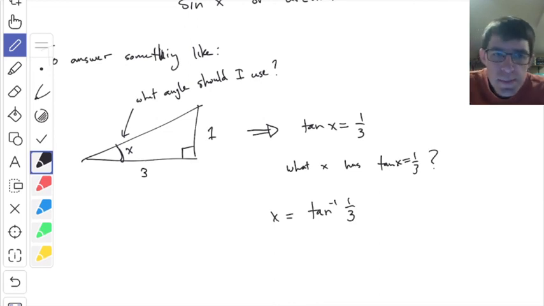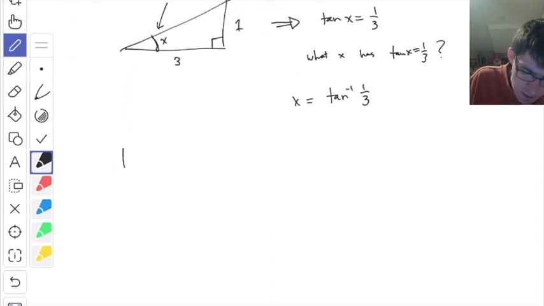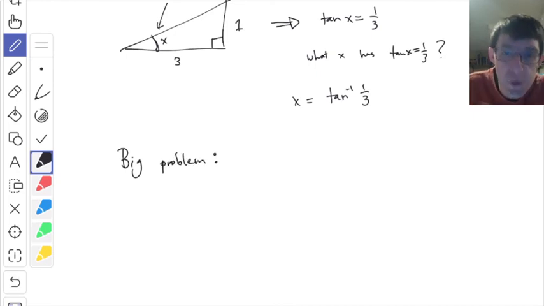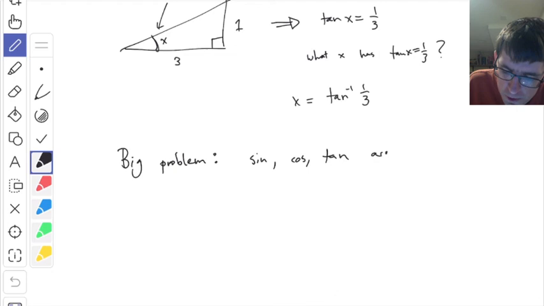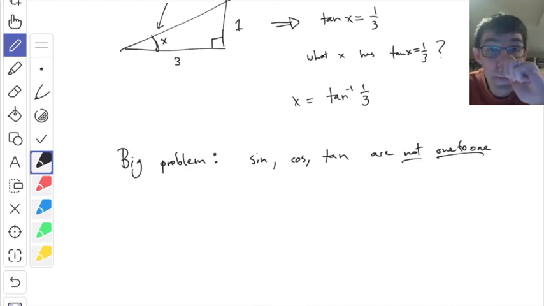I said this is meant to be the inverse, but there is an issue. The big problem when it comes to treating this as an ordinary inverse is that these functions, sine, cosine, tan, are not one-to-one. None of them are. That means that in the traditional sense, these functions do not have inverses.